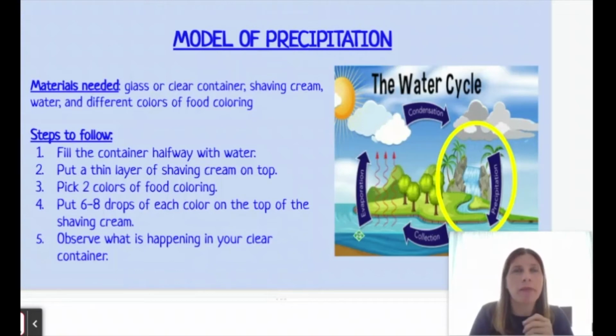I want to talk a little bit about what everything means and how it is connected to the water cycle. So when we fill the container halfway with water, we are pretending that's the sky. I know it's water, but we need the water to be filled that much because we need the clouds, which is the shaving cream, to sit on top. The 6 to 8 drops of food coloring is going to be representing the condensation part, where those water droplets are getting so heavy in the cloud. And then, of course, we'll see what happens.